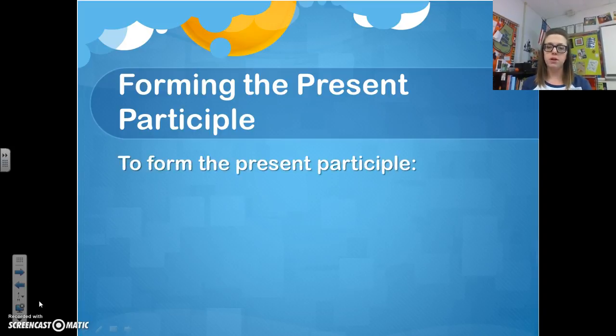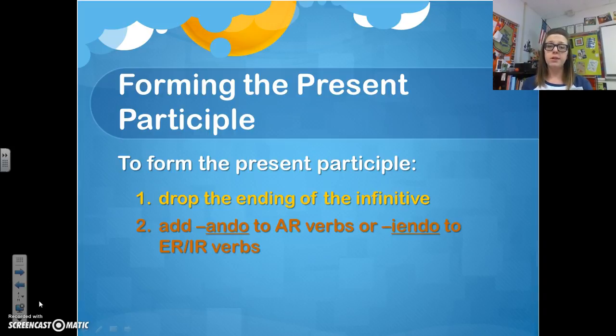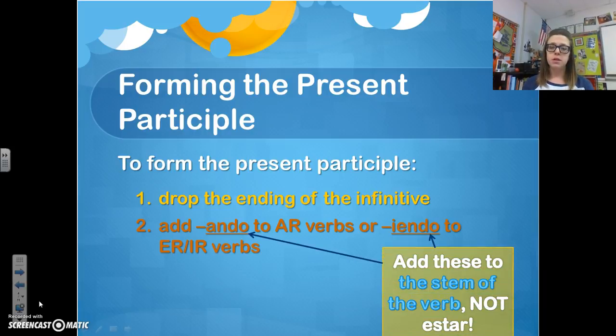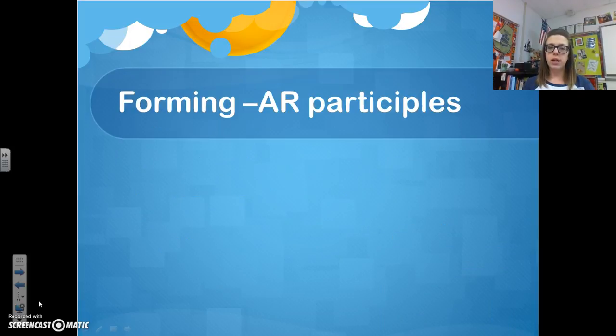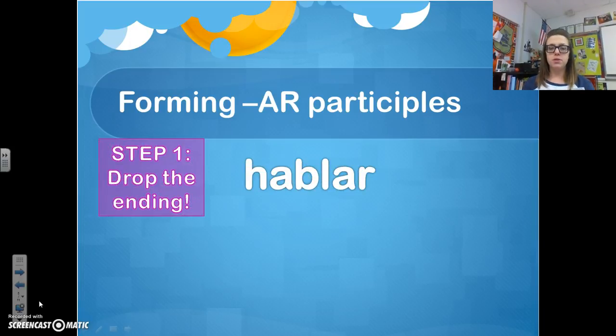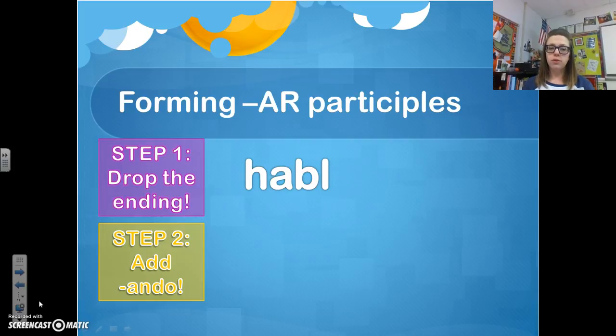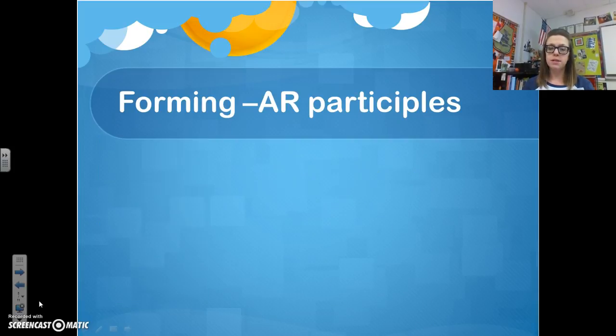To form the present participle, you're first going to drop the ending of the infinitive, okay? And then add ando for AR verbs or yendo for ER-IR verbs. So we're going to add these to the stem, not to the infinitive. All right, so let's take a look at AR participles. So we have our verb hablar. Our first step is to drop the ending. We're going to take that AR off, okay? And then we're going to add ando, so it becomes hablando.